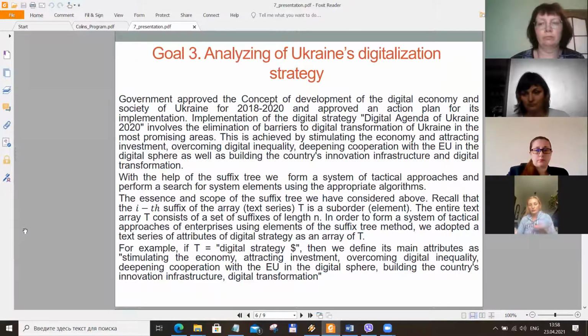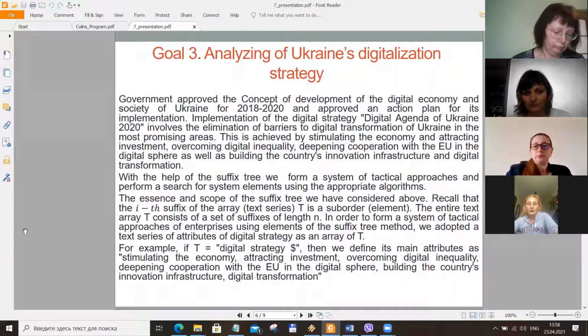Yeah, so maybe I will move to another goal. I already showed this, our suffix tree, which contains the tactical approaches. So goal number 3 was analyzing the Ukrainian digital strategy. We needed to find the attributes of the strategy. That's why we studied the digital agenda of Ukraine.